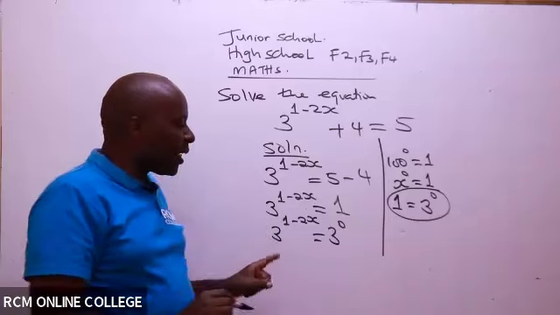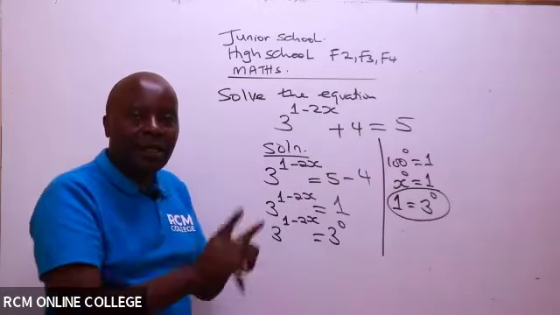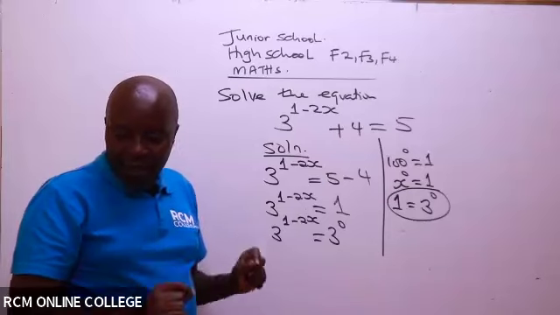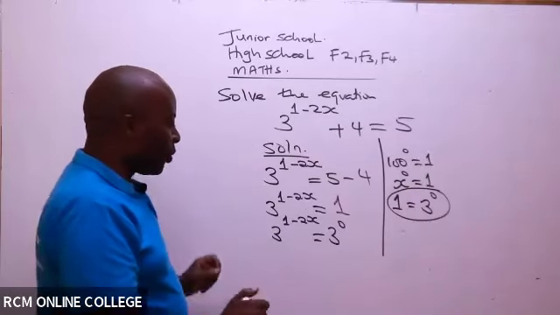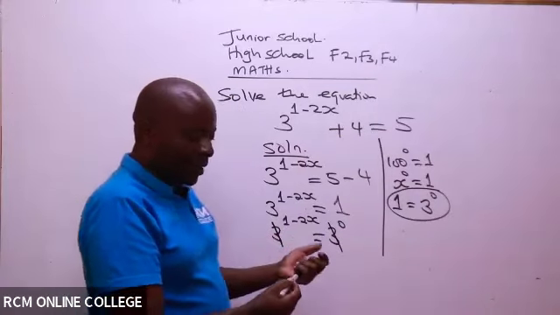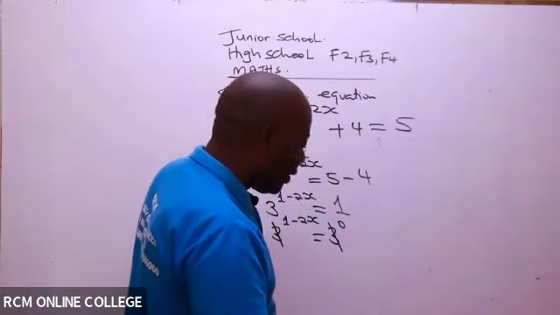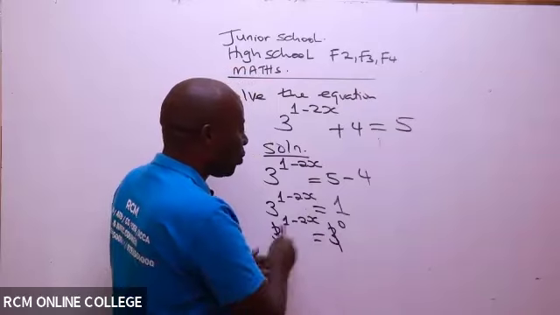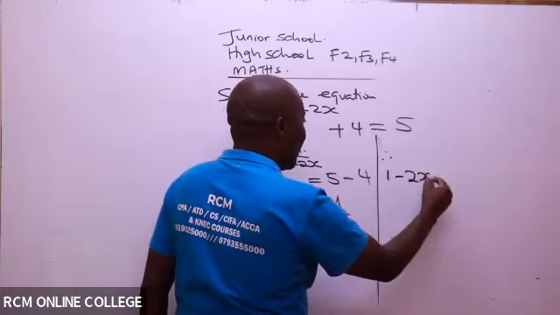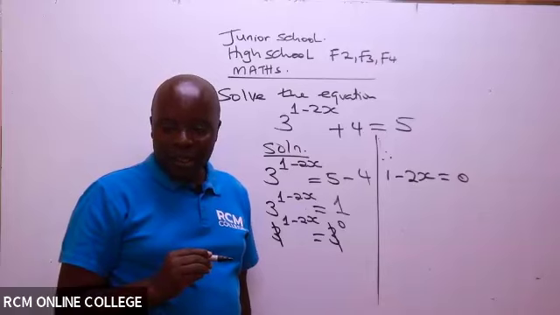And then, because the bases here are equal, the bases can cancel. These bases will be cancelled out. So we have 3 and 3 cancelling out. What are we able to see pretty fast here? What we are able to see is that now this will be equal to 0. So we are saying that therefore 1 minus 2x equals 0.